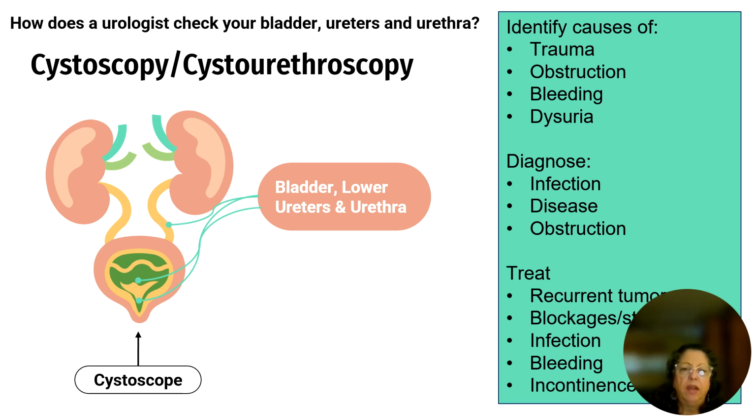So when we're looking at why the urologist would use cystoscopy to check your bladder, these are the reasons. You have trauma, obstruction, bleeding, dysuria. You could have infection, disease, or obstruction that needs to be diagnosed. You have recurrent tumors, blockages, infection, bleeding, or you're having incontinence problems. So this really is a procedure to help diagnose and identify what is causing the patient issues.